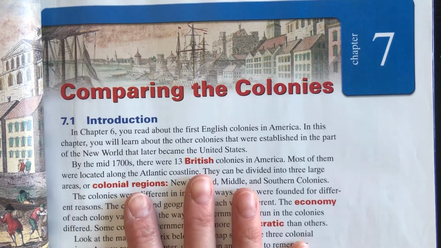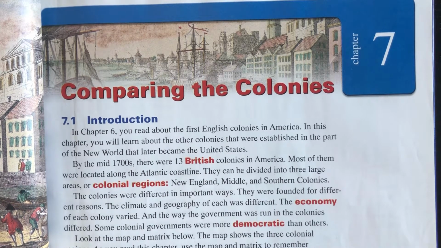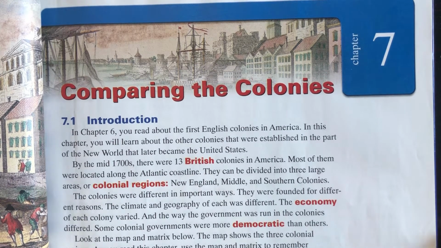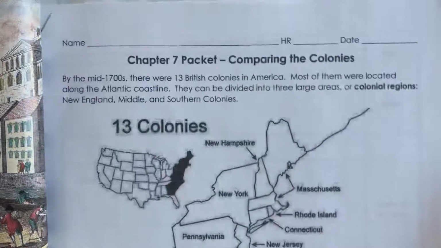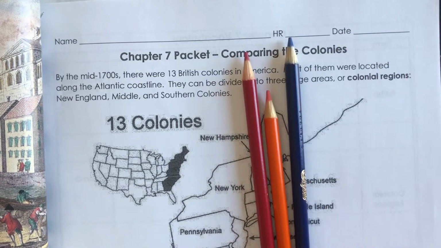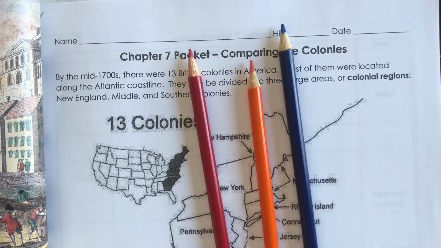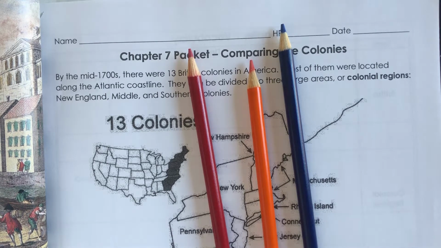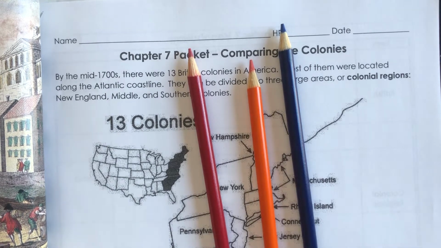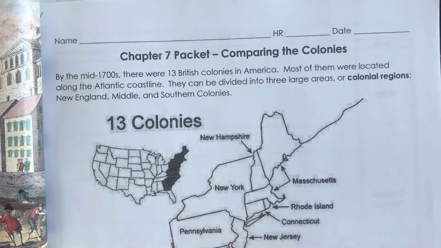So you need your textbook, and we're opened up to page 67. Page 67. You're also going to need your chapter 7 packet. And you need either colored pencils or crayons, red, orange, and blue. And this is all listed in the Schoology assignments as well. So if you didn't catch everything I just said, it's all written out for you as well. Okay, hopefully you have everything you need. Oh, you need a pencil too. I feel like that's just a given, right?